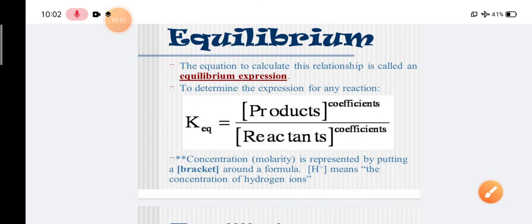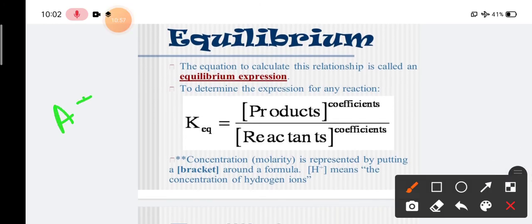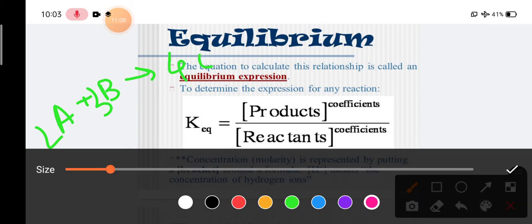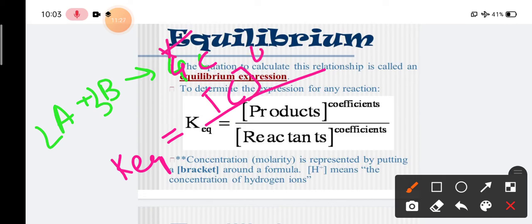Suppose we have 2A plus 3B makes 4C. So what will be the equilibrium constant? The Keq, or equilibrium constant, will be the product to the power of its stoichiometry. Here the product is C, the concentration of C, to the power of its stoichiometry, which is 4.